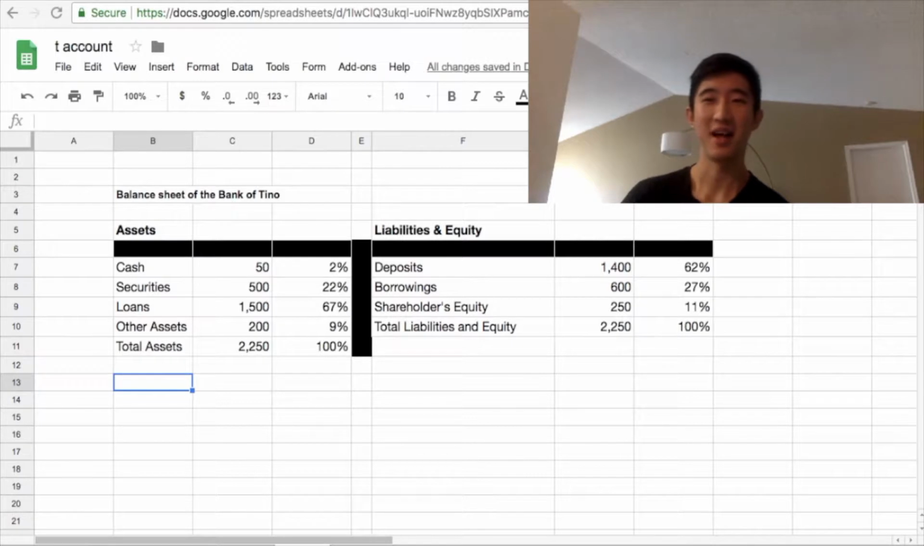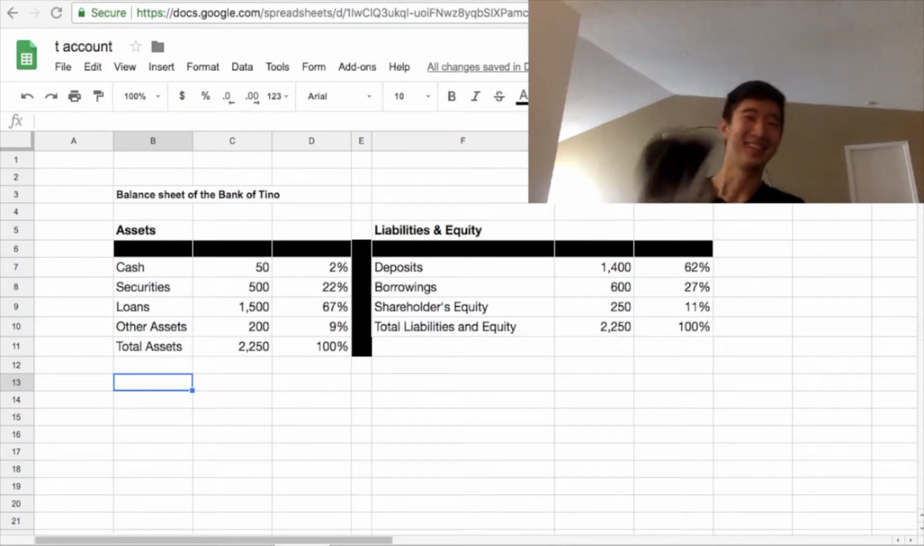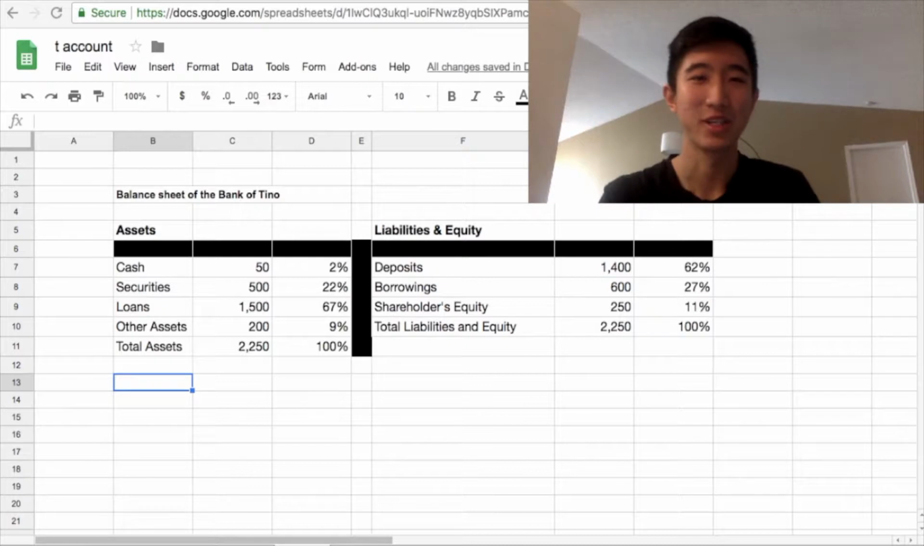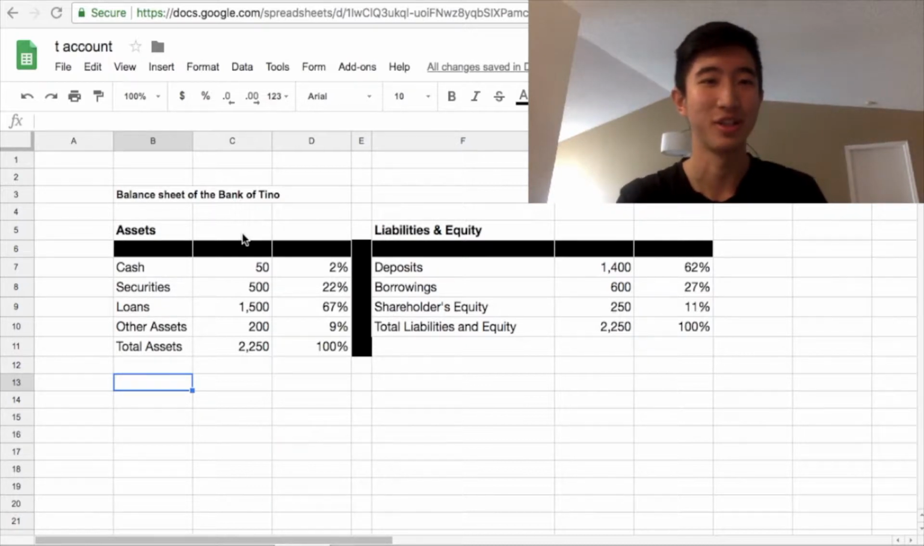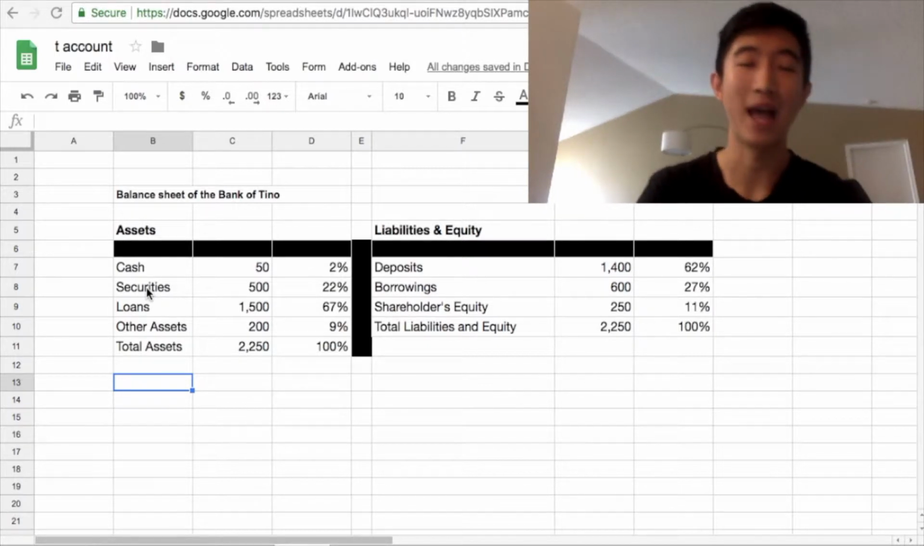Hello everybody, I'm Alex, and today we'll be looking at the balance sheet of the Bank of Tinos. It's probably the most important application of T account, which is the balance sheet of the bank. So on the left side, we have the assets. Whenever there are future benefits, it's going to be an asset.